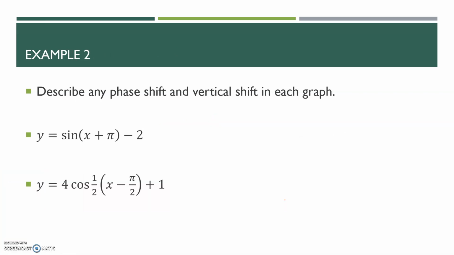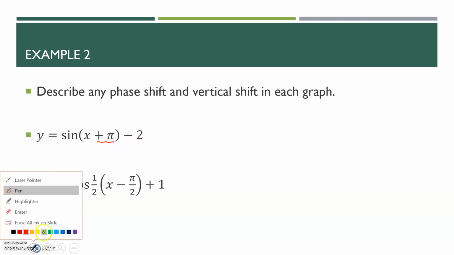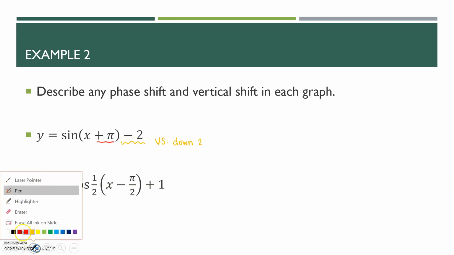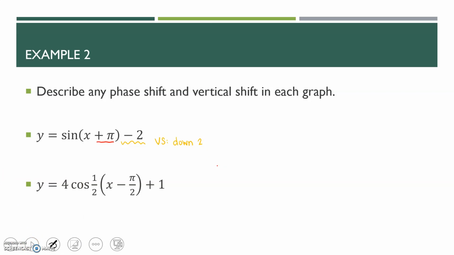All right, so here we would have plus pi inside and we have minus 2 outside. The thing that's outside is a vertical shift, and we keep the sign, so that's going to be down 2. The thing that's inside is going to be opposite sign, so the phase shift is going to be left pi. That sounds weird, but remember, a lot of times on our graph we have pi, 2 pi, and so we would be shifting everything left pi units.